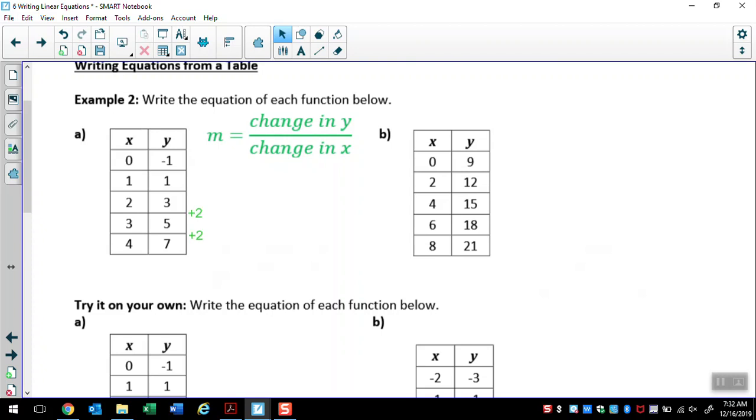Okay, well, what about my change in x? Each time I went from 0, 1, 2, 3, 4. So each time it looks like we added 1. So our change in y over our change in x was 2/1, which can simplify to just 2.